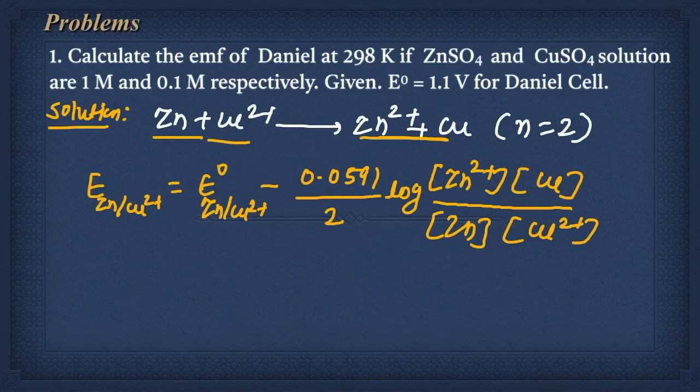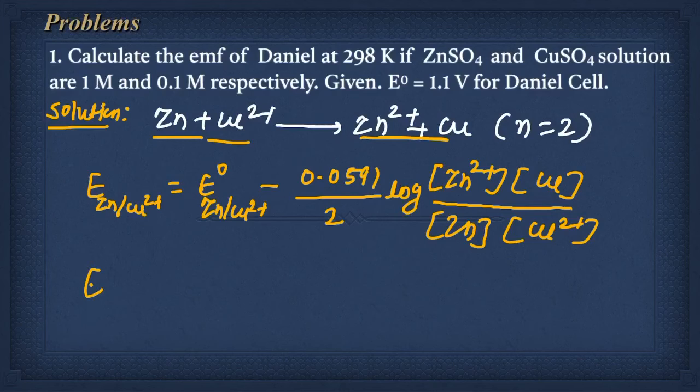Okay, so just put the value. E standard cell is given, that is 1.1 volt. We have the values for the Zn2+ concentration, that is a ZnSO4 solution, 1 molar, and for the copper sulfate solution, that is 0.1 molar. And I already told you, for the solid state we have to put the one value, that is a unit activity value.